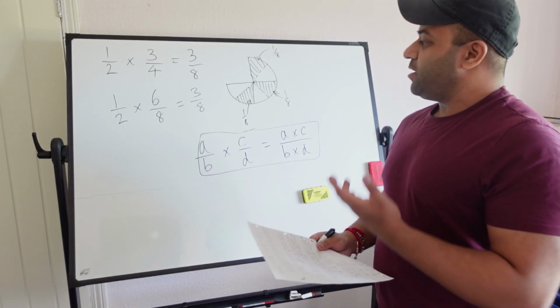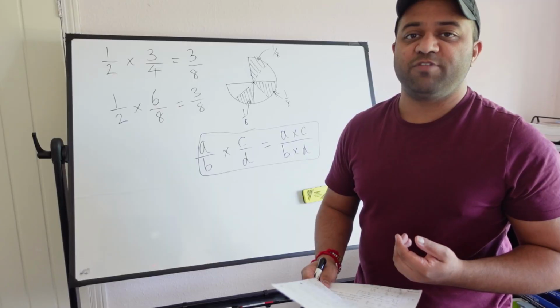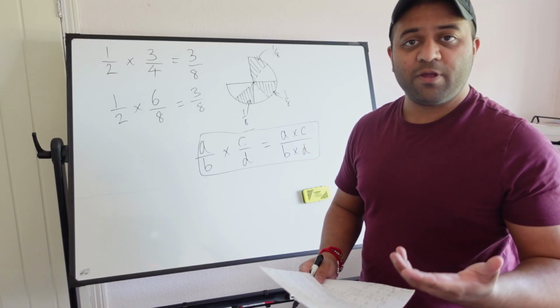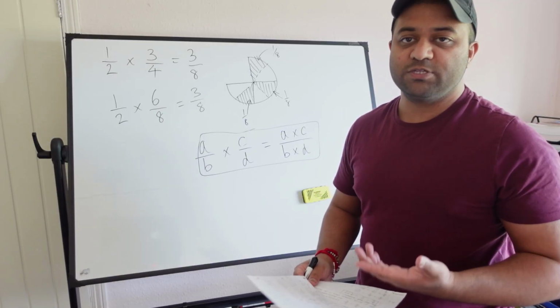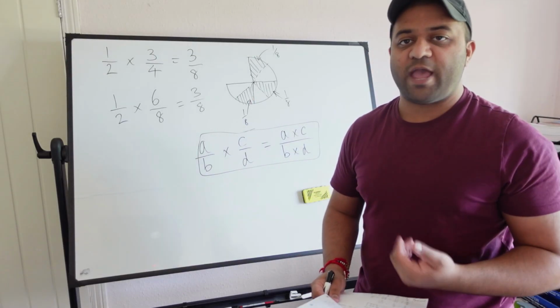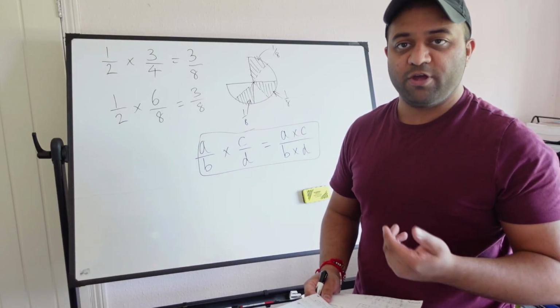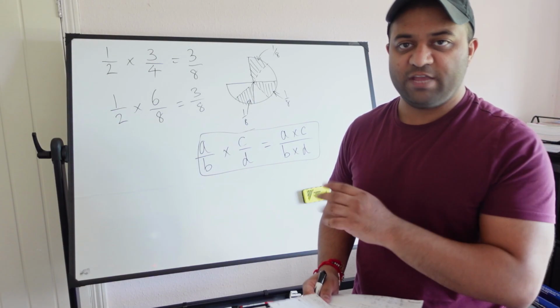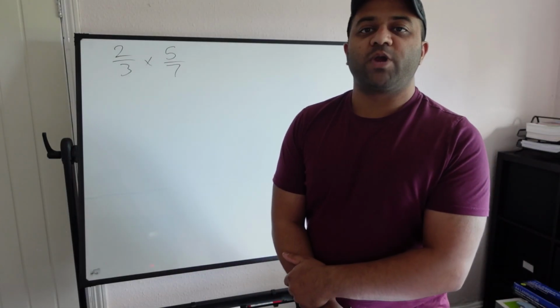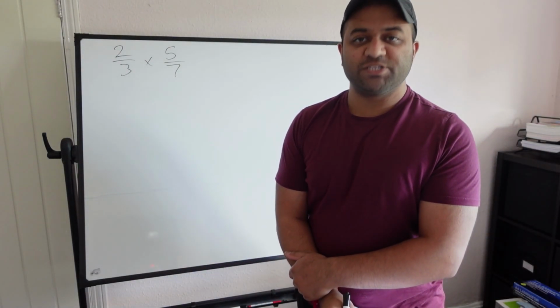Now, we haven't checked if the final result can cancel down. That'll be something to check afterwards. In this example, 3/8 does not cancel down to another equivalent fraction, so we can leave it as it is. Okay, now we'll take a look at a few examples.